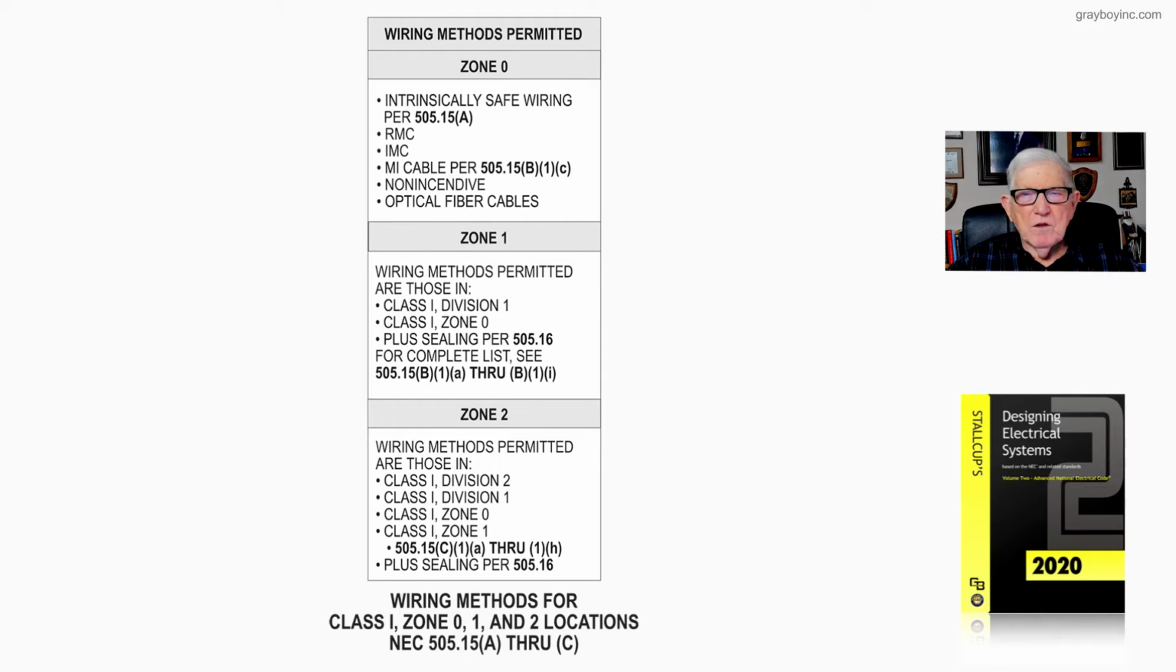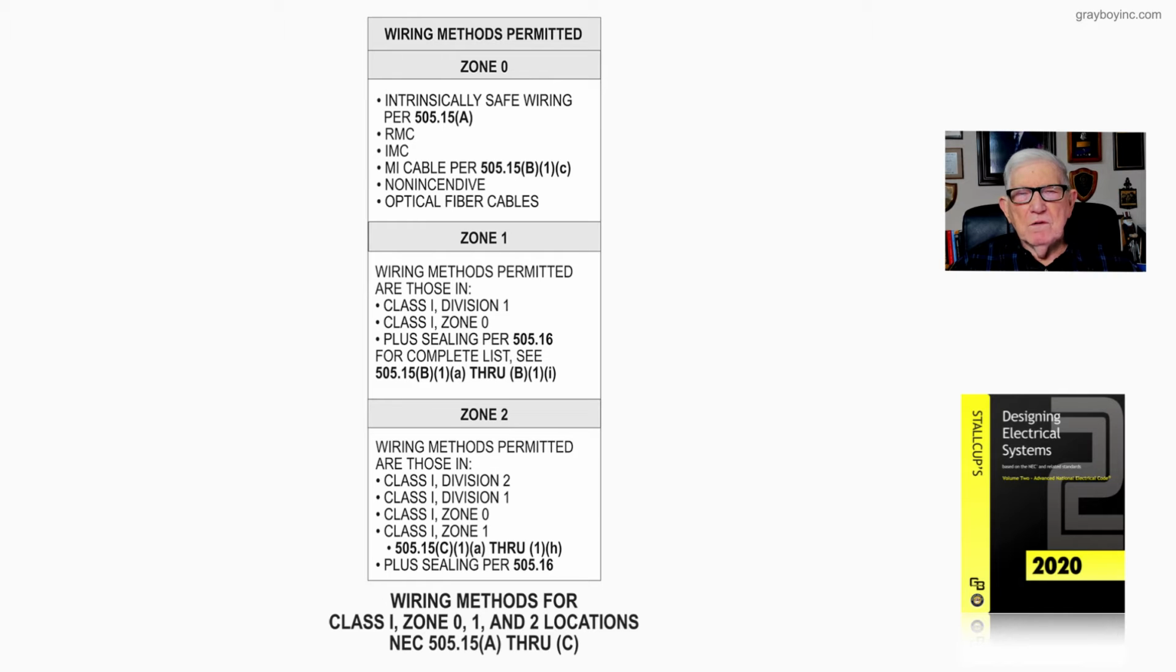Let's look at this figure 21-66. And we're dealing with wiring methods for Class 1, Zone 1, Zone 0, and Zone 2 locations in accordance with 505.15(A) through (C). Now, reviewing the illustration starting at the top, we have a Zone 0.